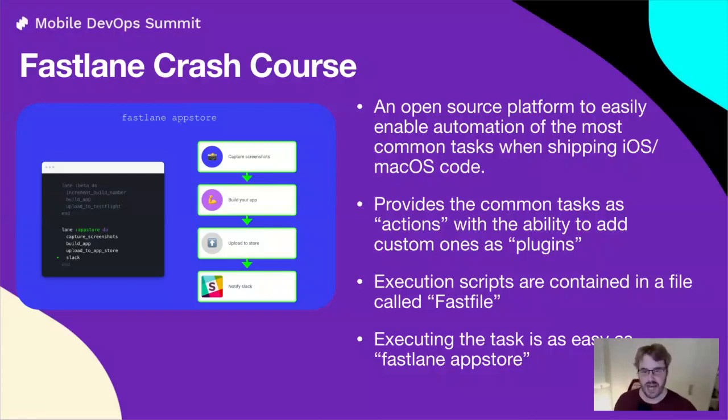And the cool thing is you can also add your own actions as plugins as well. And the code that you actually use to control this is done through a Ruby script file called a Fastfile. And then, as you can see from that screenshot, you encapsulate all these steps in a pipeline called a lane. So in this case, the lane is called App Store. And then all you need to do to execute this is from the command line, just call fastlane appstore.